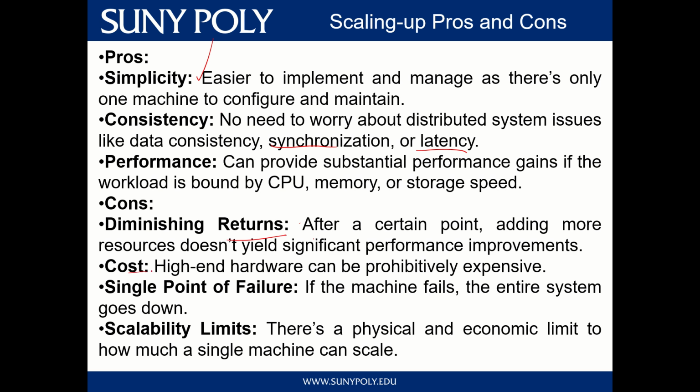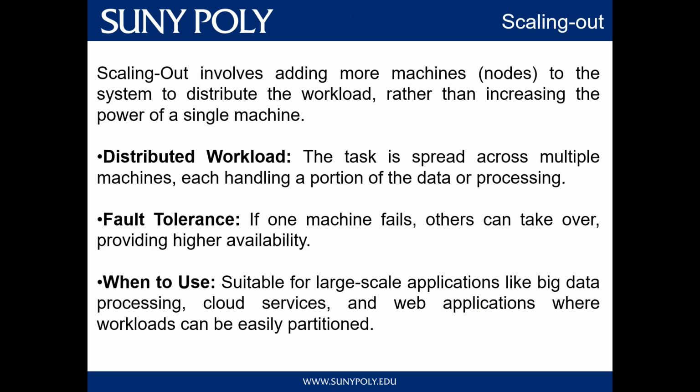So the cost, again: high-end hardware can be really expensive. So this is a big issue. There is a single point of failure. So if the machine fails, then the entire system goes down. So it's not resilient, and that's a big limitation. And scalability limits: there is a physical and economic limit to how much a single machine can scale. So there is a point where you cannot keep improving what you have. This is when we are scaling up.